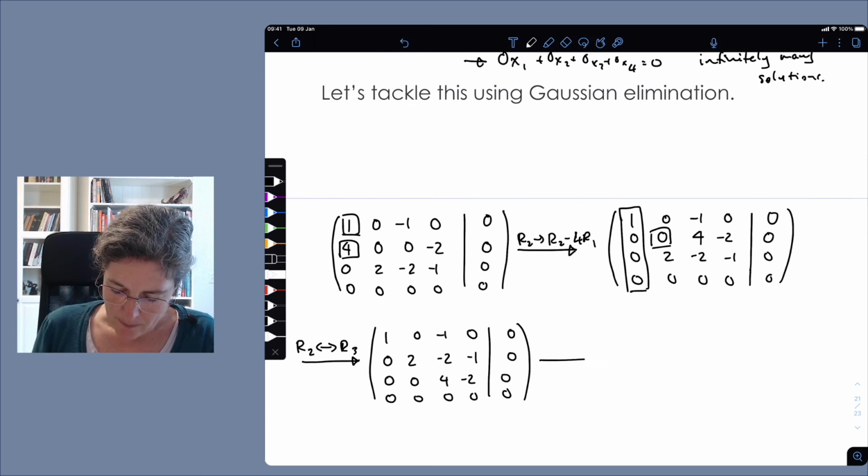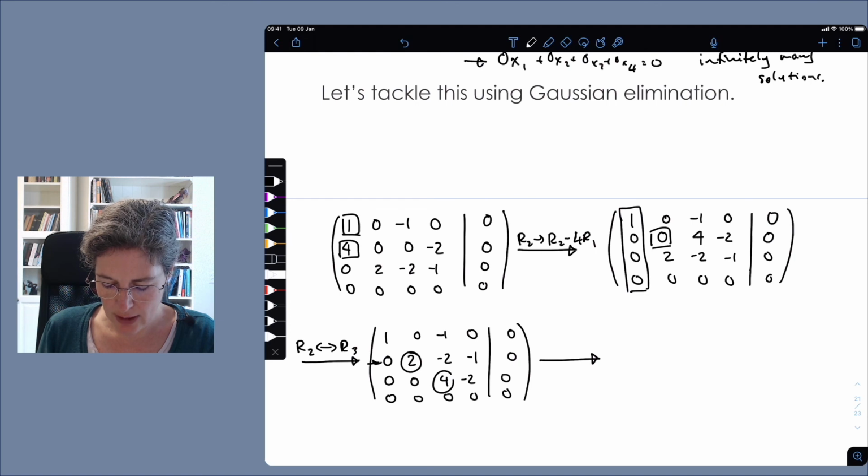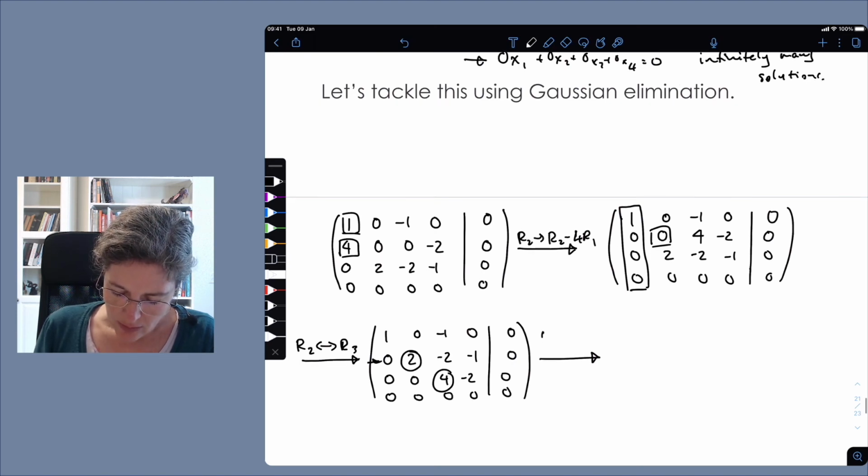Okay, and now I'm just going to divide through by 2 to sort out this into a 1, and I'm going to divide in the same step. I'm going to divide through by 4 to get my row 3 to have a 1 there. So I'm going to say row 2 is 1/2 row 2, and row 3 becomes 1/4 row 3.